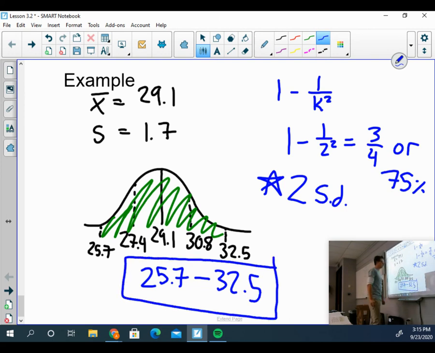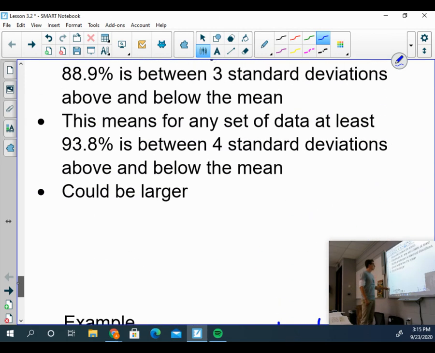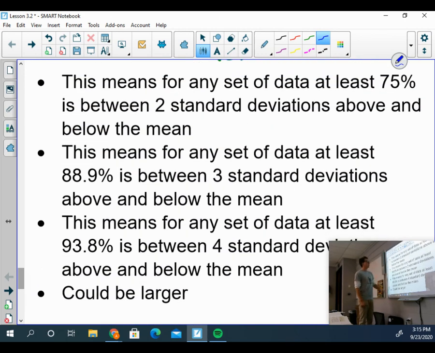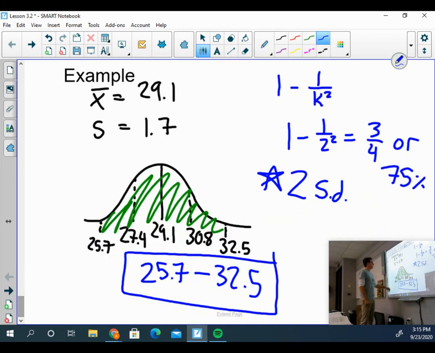Because Chebyshev's formula tells me that for any set of data, 75% is between 2 above and 2 below the mean, all I have to do is take my standard deviation and add it twice and subtract it twice, and I can guarantee you that 75% of the data will fit between these values. So in the context of our problem, if the average age of someone in the graduate school program is 29.1 with a standard deviation of 1.7, and I want to make sure 75% of the people fit in this program, I need to grab ages between 25.7 and 32.5. Okay.